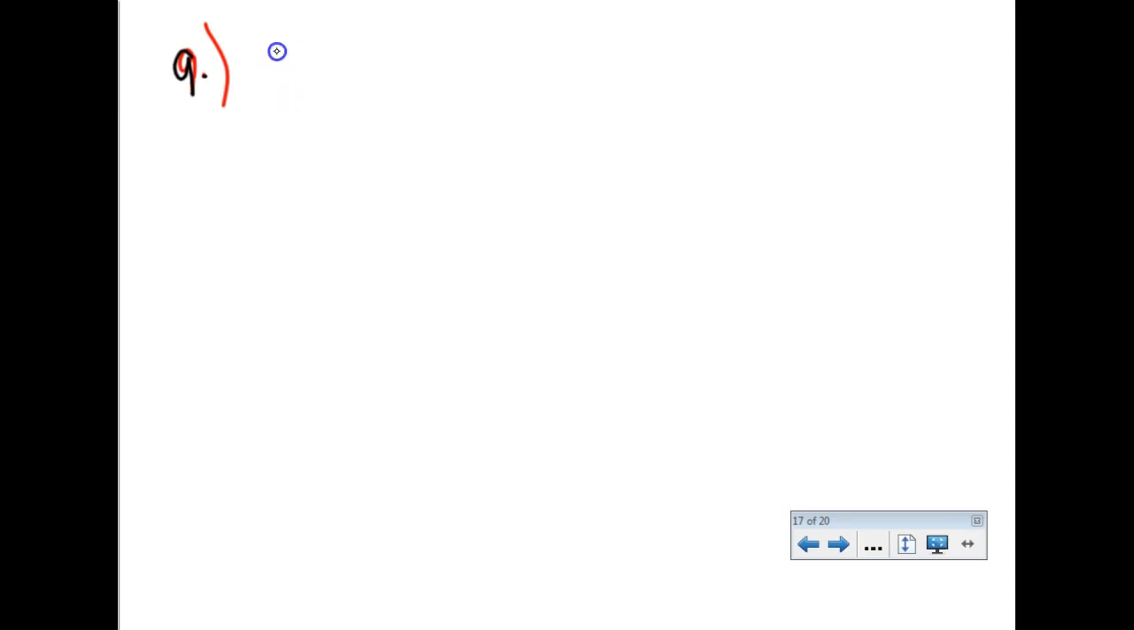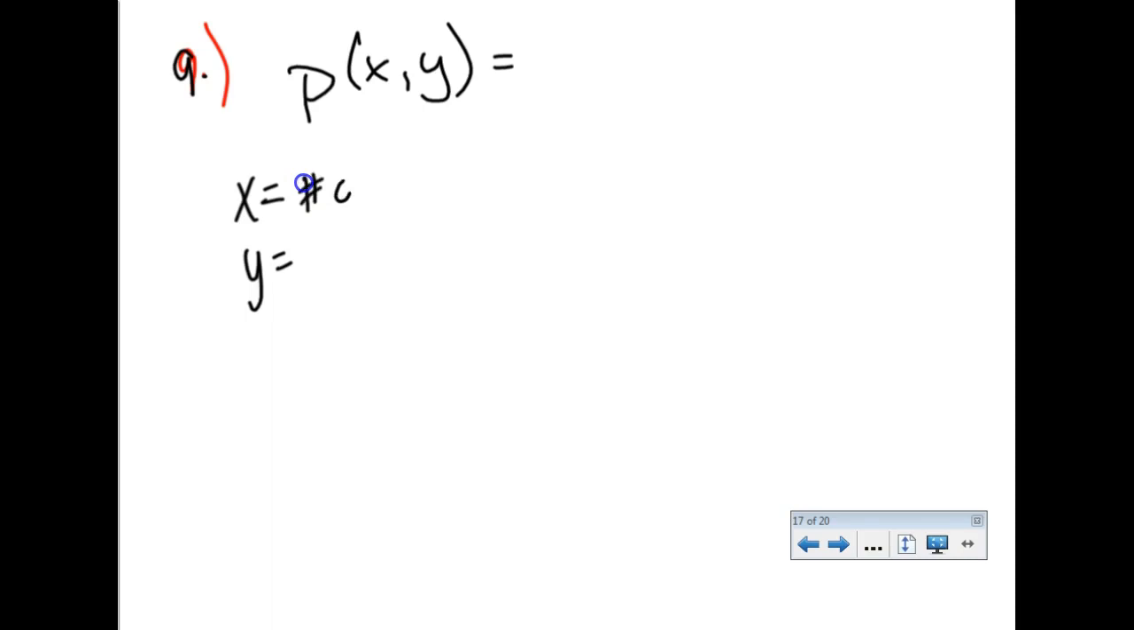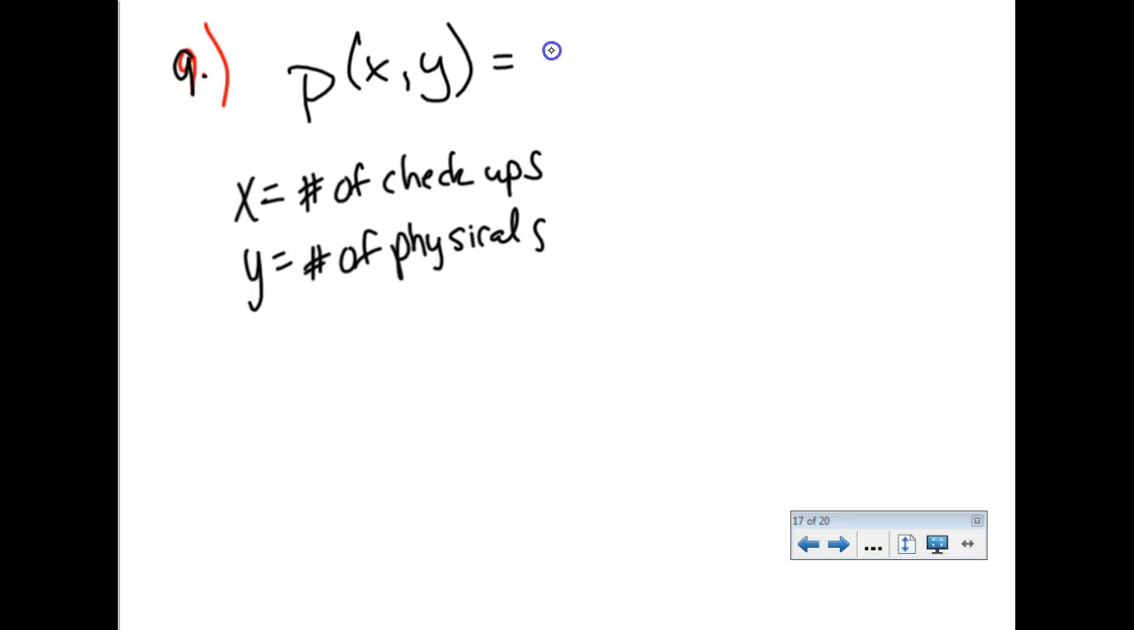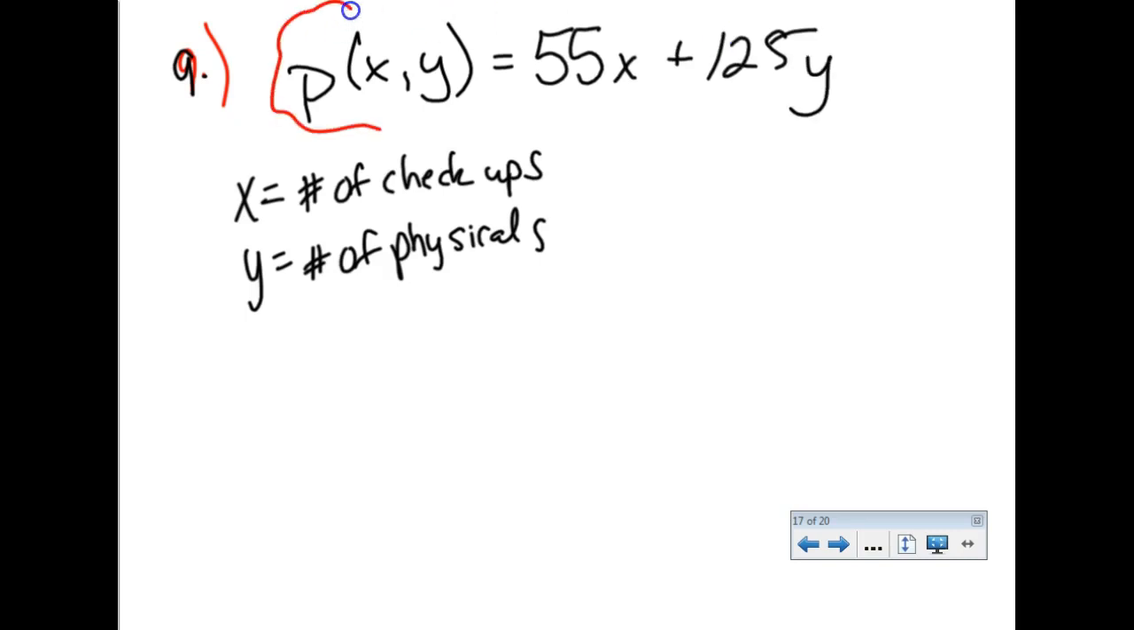And then they give you some information about money, which is usually a dead giveaway that's probably the profit function. So our profit function, which you can call whatever you want, but I always call mine P of x, y, is going to be, now we haven't set up our variables yet. The 2 things that we don't know in number 9 are the number of checkups and the number of physicals. So this doctor charges $55 for every checkup and then $125 for every physical. So that's the function that we're going to come back to at the end of the question.